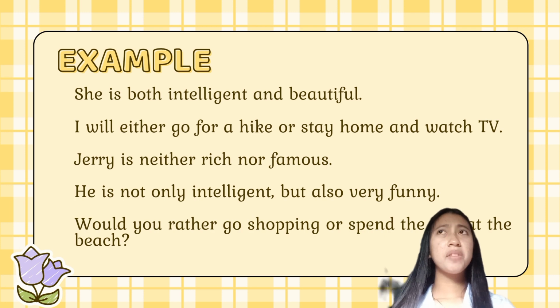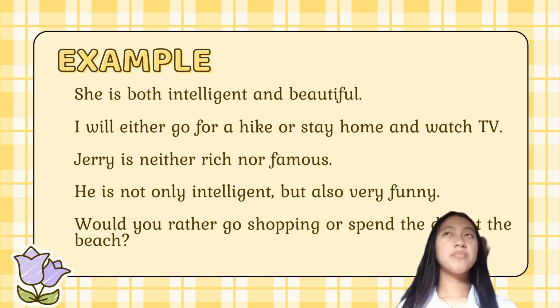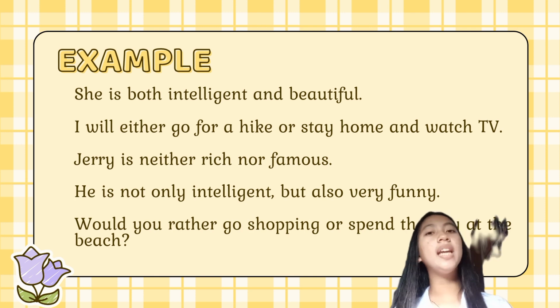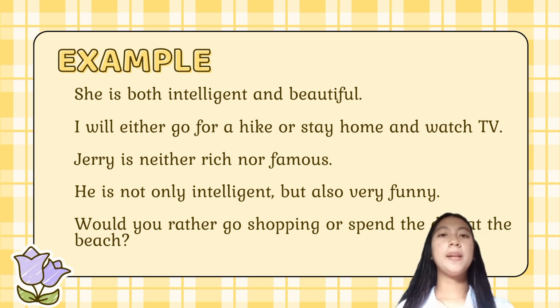So, what are the differences between the three conjunctions, ma'am? The differences are: the coordinating conjunction is used to link independent clauses, while subordinating is used to link dependent and independent clauses. And correlative conjunctions are used in pairs.